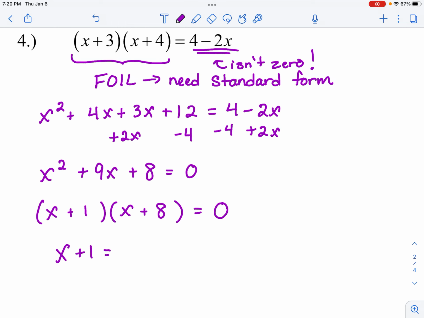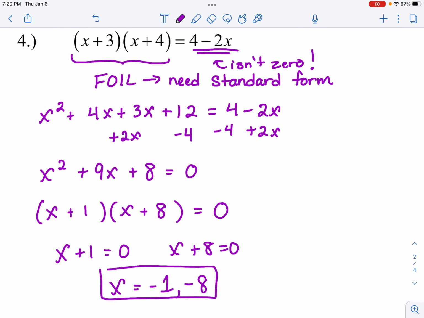So I do x plus 1 equals 0, and I do x plus 8 equals 0, and you can write that x equals negative 1 and negative 8. And that's your final answer there, which doesn't match the factors I started with, but it does work out pretty, okay? Now, I want to point out, it is okay for you guys to jump from the factored form to a final answer. If you want to do these computations here in your head, you are welcome to do so.